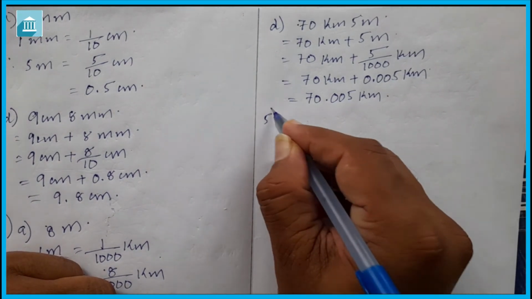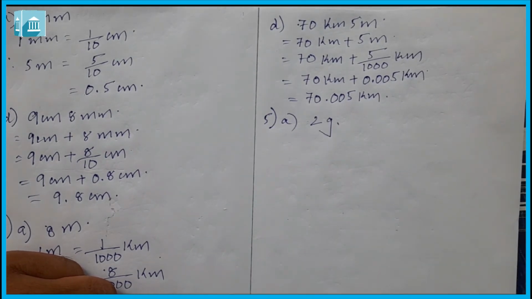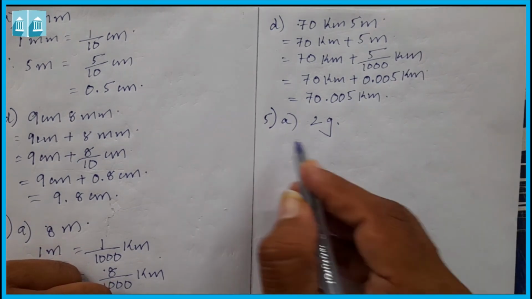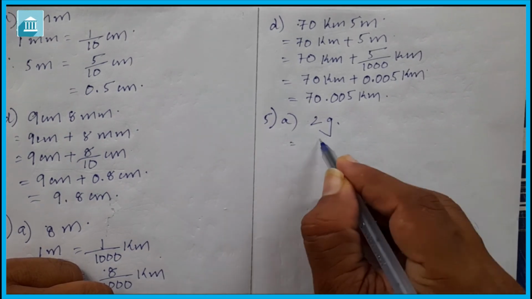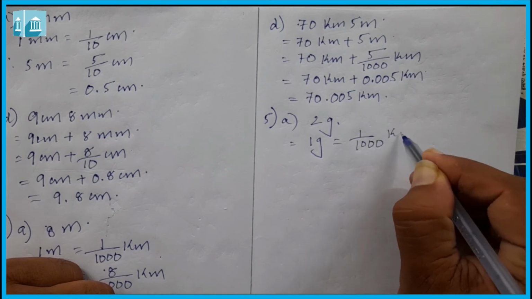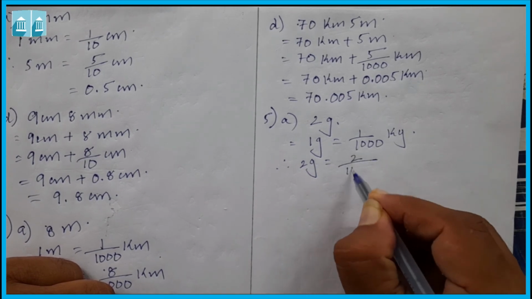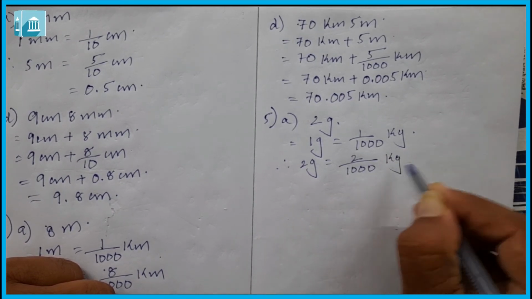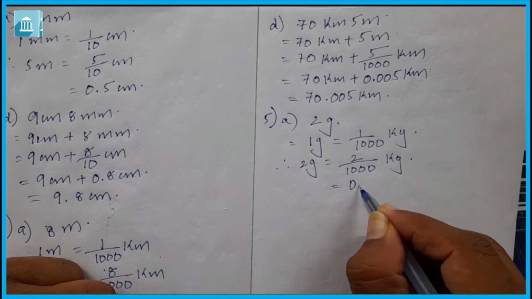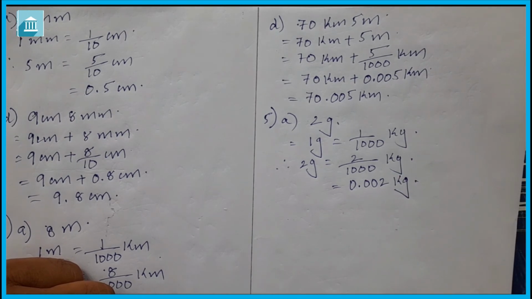Now let us do question number 5. First one, 2 gram. Here we have to express as kilogram using decimal. So 2 gram here it is. We know that 1 gram is equal to 1 upon 1000 kilogram. So therefore 2 gram is equal to 2 upon 1000 kilogram, which is equal to 0.002 kg. So the answer is 0.002 kg.